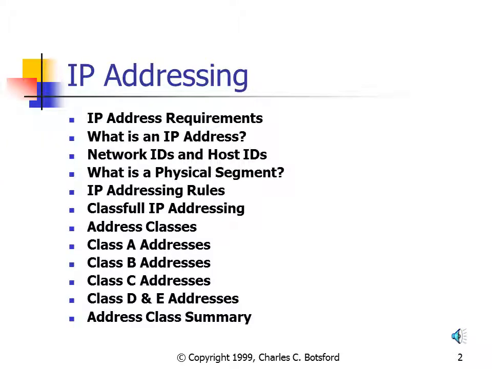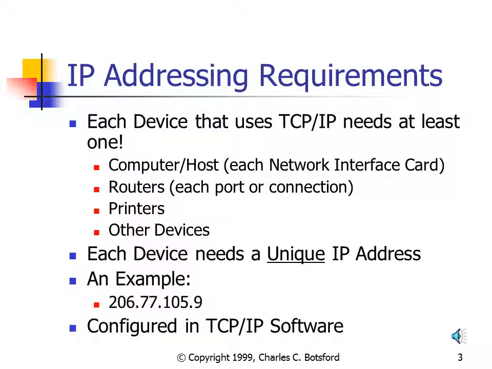In this section, we'll talk about what IP addresses are, and we'll see how an IP address is actually made up of a host ID and a network ID. We'll talk about what a physical segment is and how important that is, and then we'll talk about address classes, class A, B, and C, also D and E. We'll finish up by talking about the different addressing modes we have, public and private, and then finally we'll talk about acquiring IP addresses.